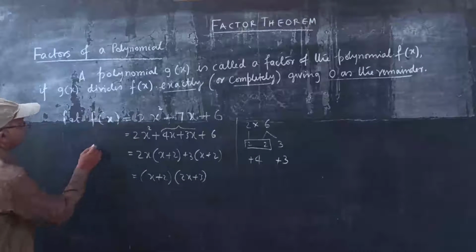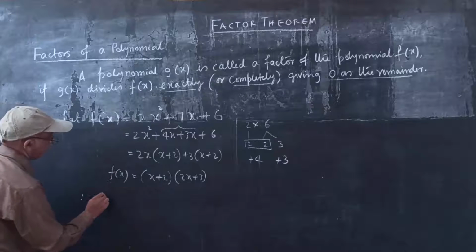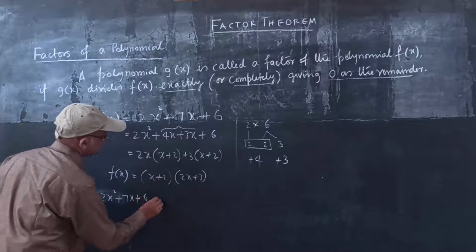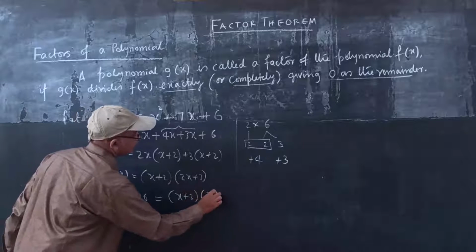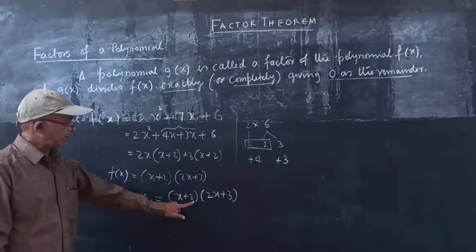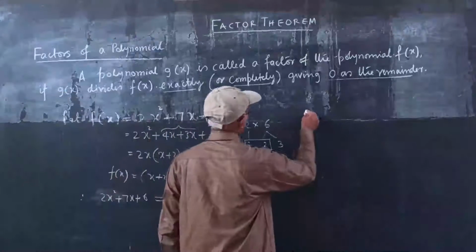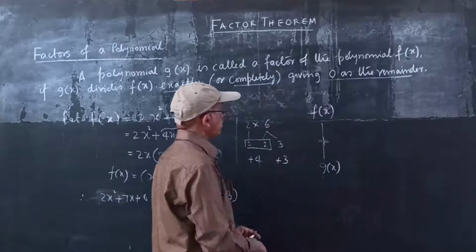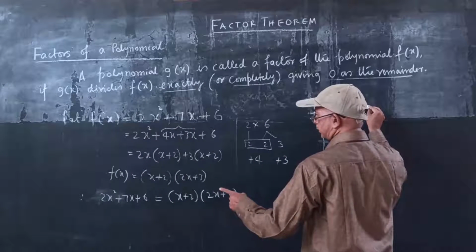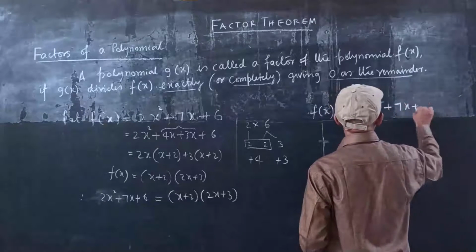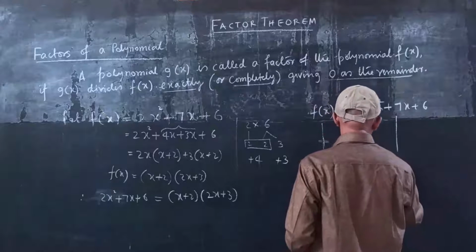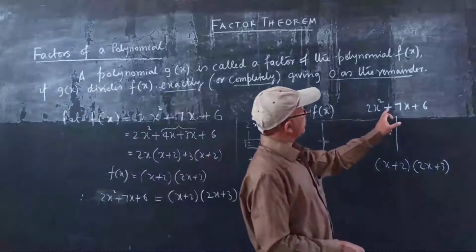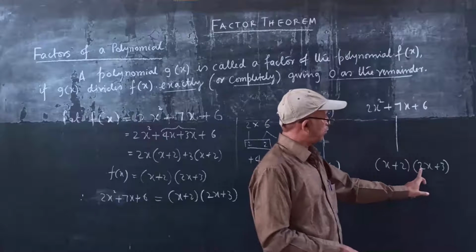So this is nothing but your f(x). Therefore, 2x square plus 7x plus 6 is equal to x plus 2 into 2x plus 3. Now see, this is f(x) and g(x). This can be treated as 2x square plus 7x plus 6, and x plus 2 into 2x plus 3. If you factorize 2x square plus 7x plus 6, we will get x plus 2 times 2x plus 3.